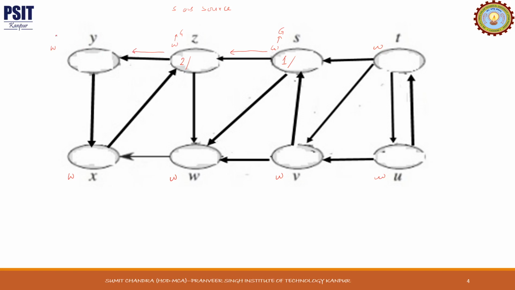Again its color will become gray because it has been discovered. Start time 3. From Y I came to X. Its color became gray. Start time 4. Now from X I cannot go anywhere. Why? Because the only neighbor is Z, and it has already been explored. So we have finished examining the adjacency list of X.